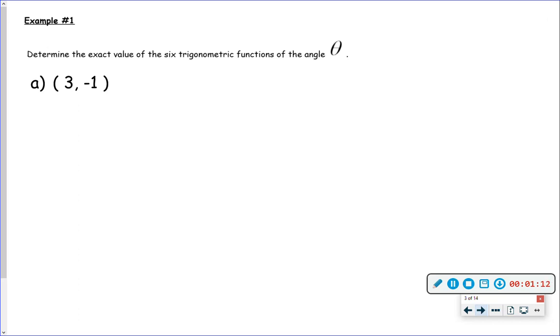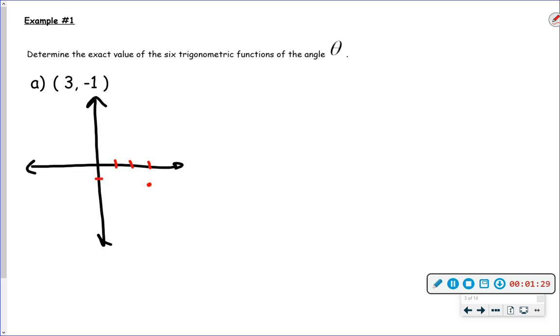Okay, determine the exact value of the 6 functions of theta. Now, this time, different directions. They give you a point. So I'm like, okay, well, let's think about if we plot the point 3, -1. Of course, from 0, 0, we go right 3 and down 1.